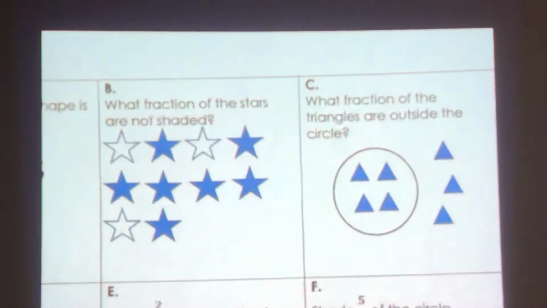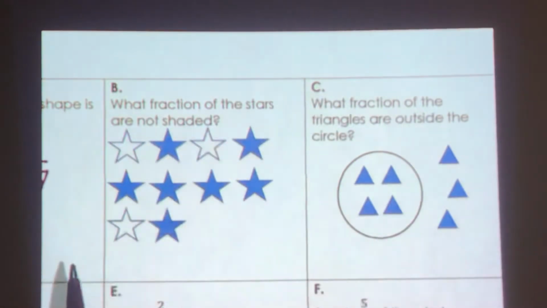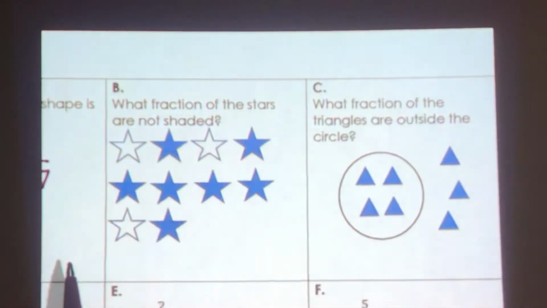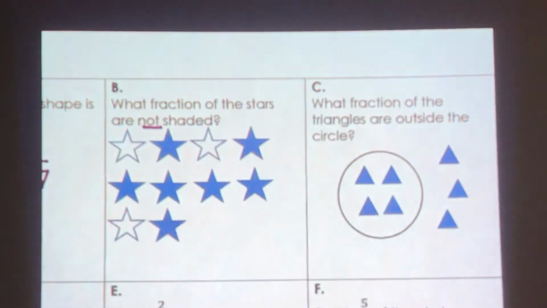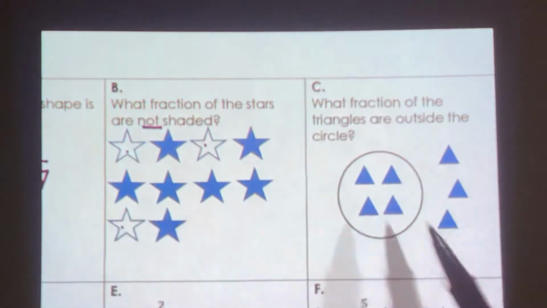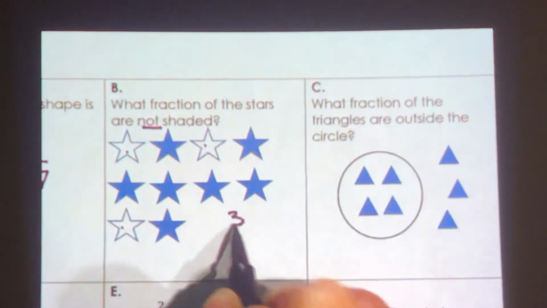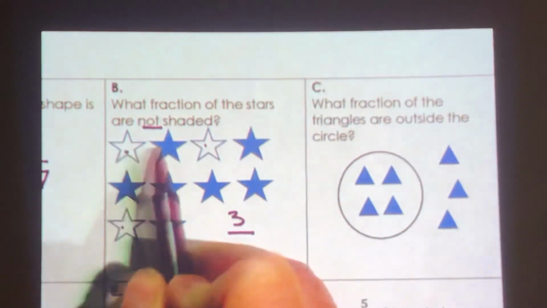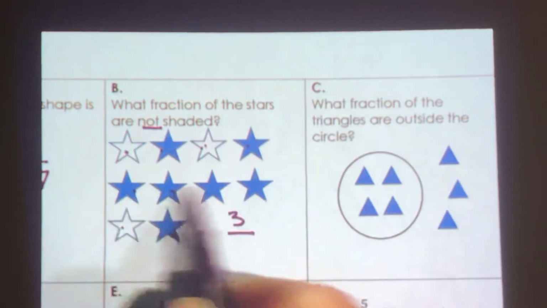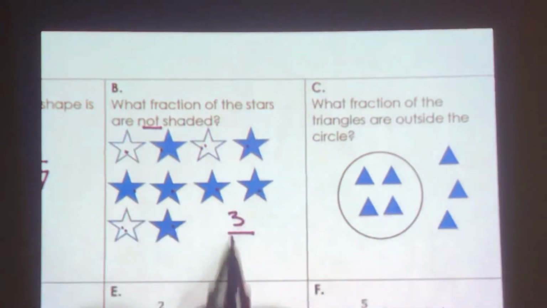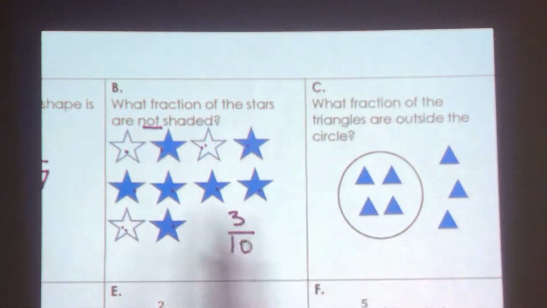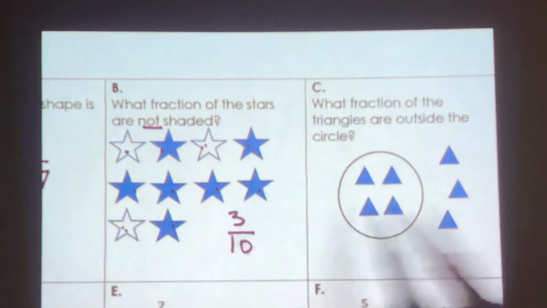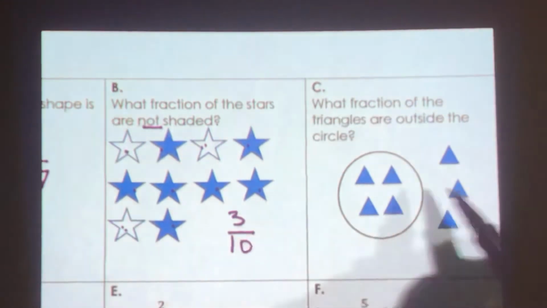For B, what fraction of the stars are not shaded? So with this, I want to look at the ones that aren't shaded. Those are the ones I'm counting. The ones that aren't shaded will be my numerator, and I see that there are 3 that are not shaded, out of 1, 2, 3, 4, 5, 6, 7, 8, 9, 10 stars. So again, the number that I'm counting is my numerator. The total number of stars that there are is my denominator.